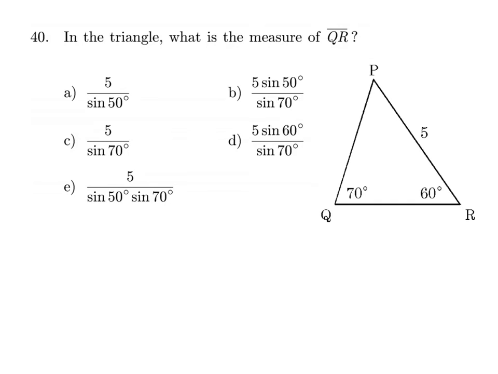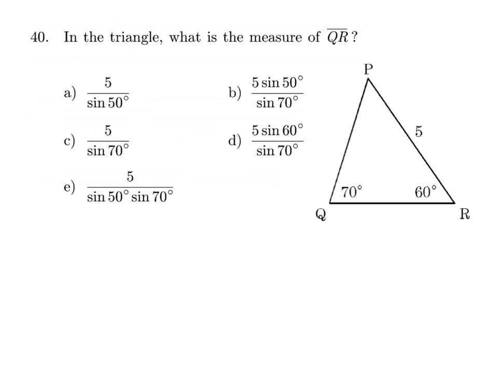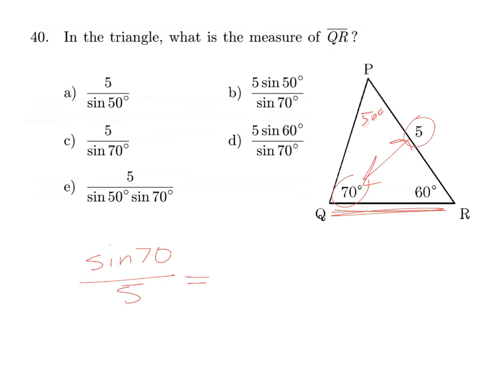All right, same problem that we did before, but we're looking for QR. So this is 50 degrees here. All right, so I'm going to use this information first because I have an angle on the side opposite to it. So I'm going to have sine of 70 over 5 is equal to, this time I'm looking for QR, so I have to use the 50-degree angle in this case, sine of 50 over QR.